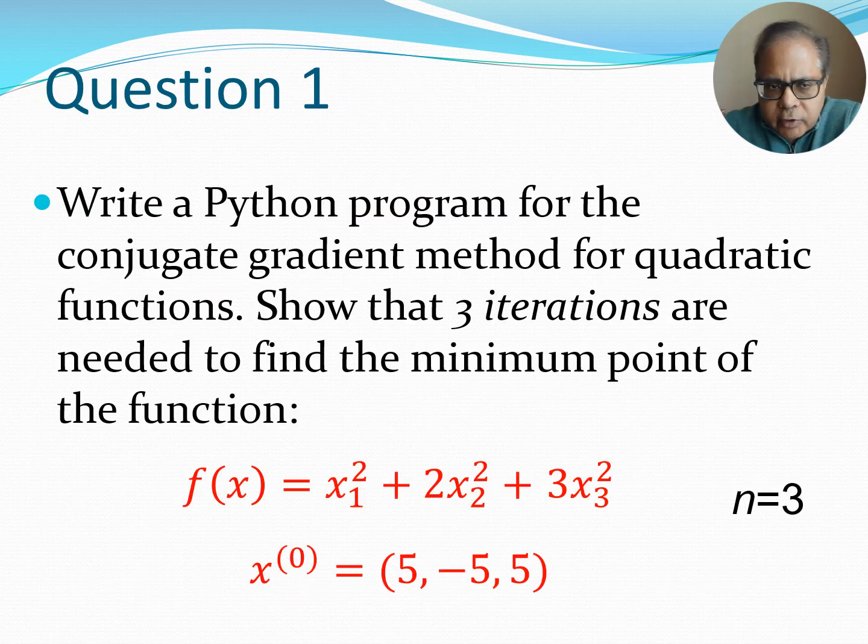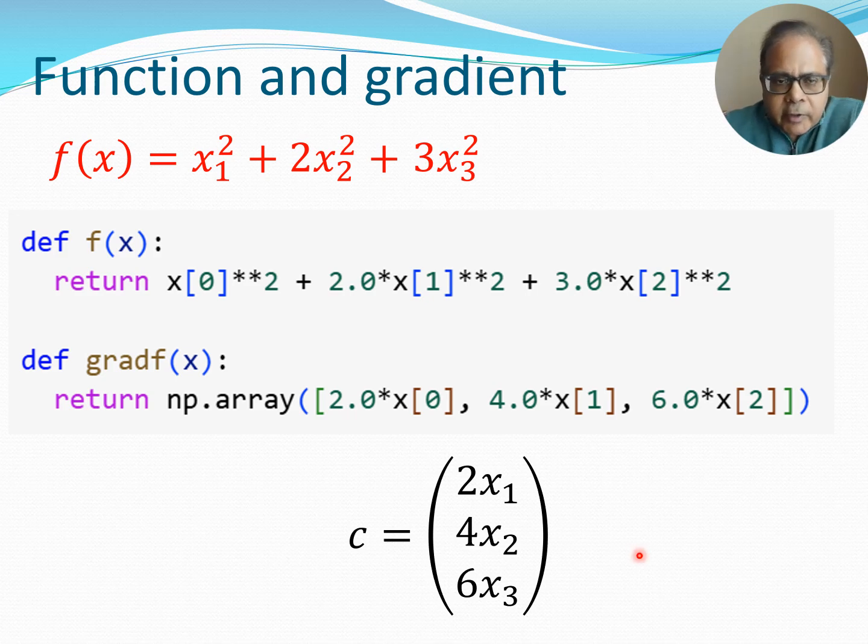So now what we are going to do is write a Python program for the conjugate gradient method for quadratic functions. And we are going to show that for this particular function, which is a function in 3 dimensions, that is n equal to 3, this should converge in exactly 3 iterations with all the 3 conjugate gradient methods, because this of course you can see is a quadratic function, and you also see that this is a function where the A matrix is going to be symmetric and positive definite. We are going to start this optimization process from 5, -5 and 5. So let us start building up the computer program.